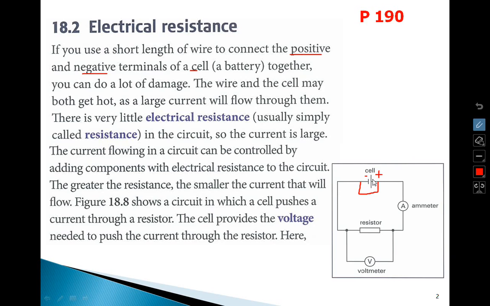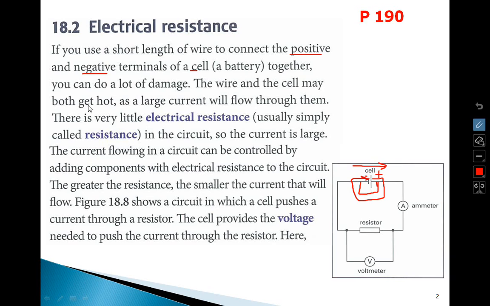So as we said before, current is moving from where? Starting from the positive part until it reaches the minus one, and continues from positive to minus. So the direction of current is like this. If you use a short length of wire to connect the positive and negative terminals of a cell, battery or power supply together, it causes a lot of damage to the circuit. Why? If you use a short wire here, the circuit will be damaged.